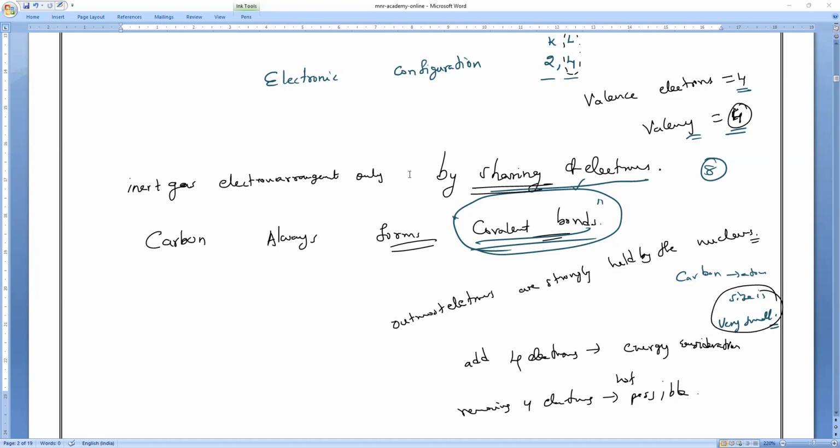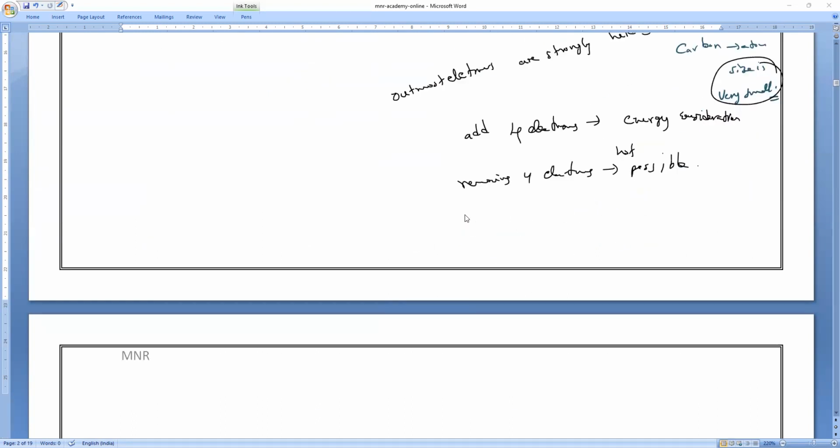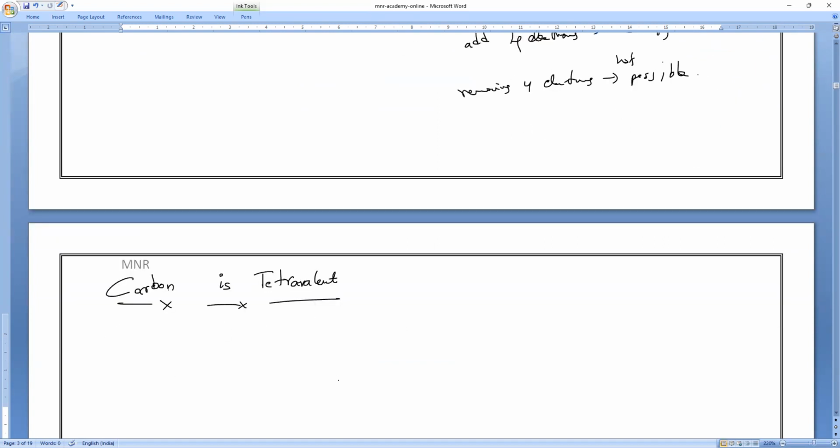Next. Carbon, as it is, has valency 4 and valence electrons also 4. How many electrons does it need to achieve the inert gas stable electronic configuration? Anybody? How many electrons does it need? 4 electrons. That is why carbon is a tetravalent element. Carbon is a tetravalent one. So it needs to acquire the 8 electron inert gas arrangement. How many electrons does it need? 4 electrons.